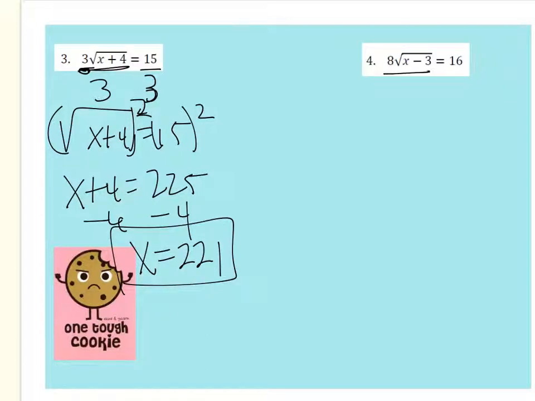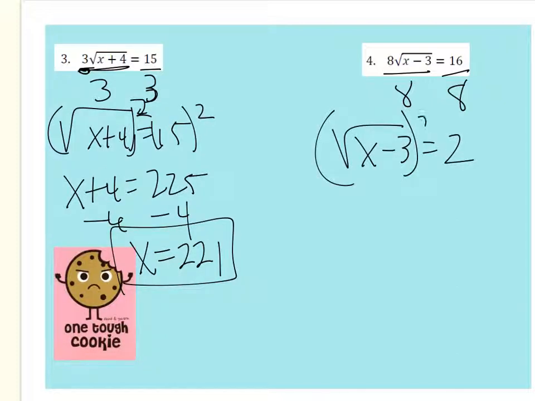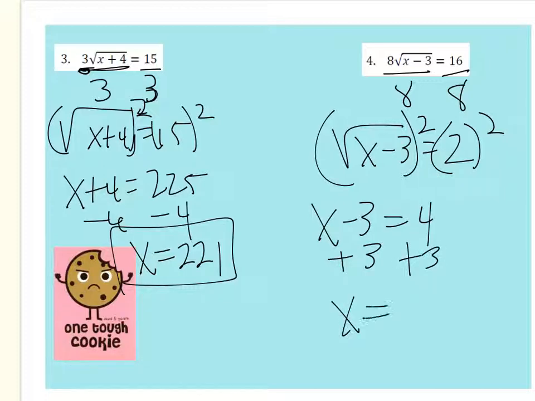Number 4, divide by 8, divide by 8. So the square root of x minus 3 equals 2. So square those two things. You're going to get x minus 3 equals 4. Add 3 to both sides. X equals 7. Notice both times all I'm doing is dividing in.